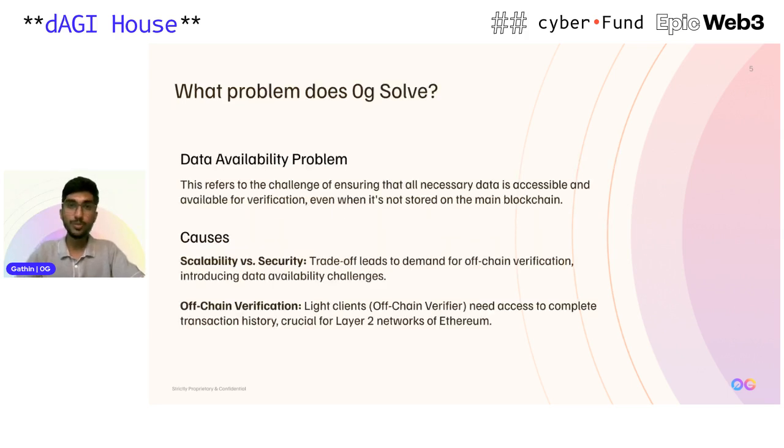So what problem does it exactly solve? The data availability problem. This refers to the challenge of ensuring that all necessary data is accessible and available for verification, even when it's not stored on the main blockchain. See, a layer one blockchain such as Ethereum will not store all the data because of problems like the scalability versus security trade-off. Because if we want the blockchain to be more scalable, we need to reduce its security.